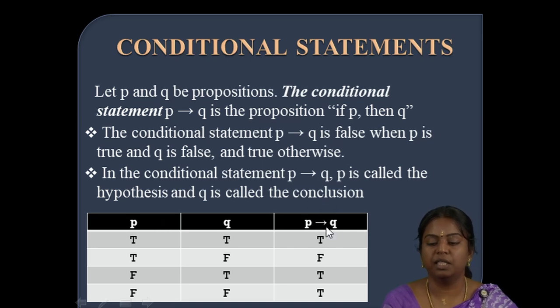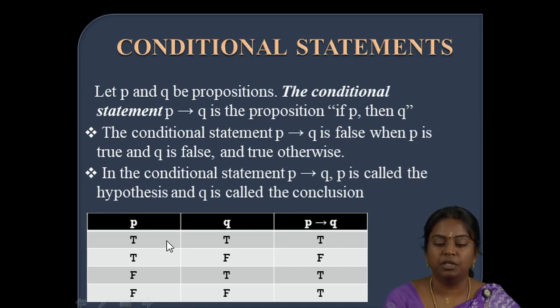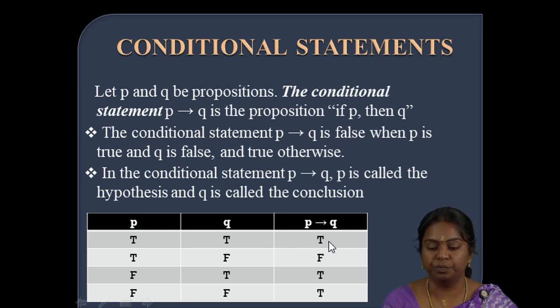And let us now check the truth values of P implies Q, that is, the conditional statement. If the truth values of both the statements are true, then the truth value of the conditional statement P implies Q is also true. When the truth value of the first statement P is true and Q is false, then the truth value of P implies Q will be false. If the truth value of P is false and the truth value of Q is true, then the truth value of P implies Q is true. If both the truth values are false, then the conditional statement has a truth value true.